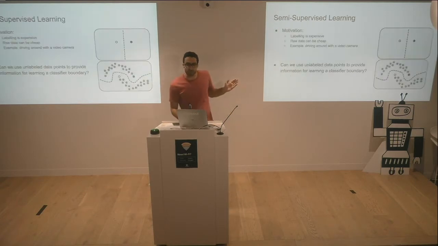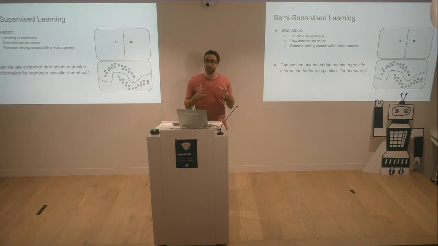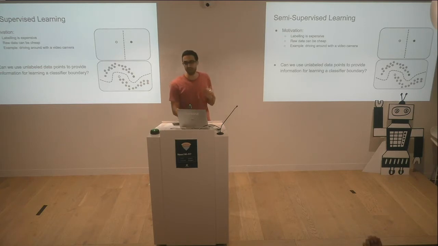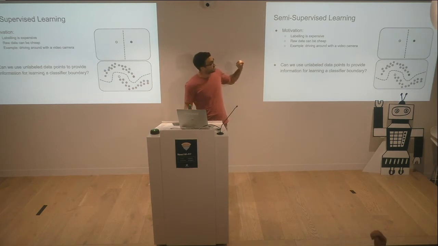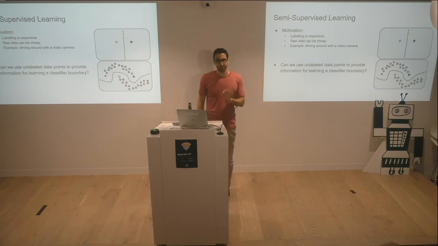So what is semi-supervised learning? The motivation is that there are situations where labeling is very expensive, but raw data can be very cheap, like, for example, if you're driving around with a video camera. The thing to understand is that it is distinct from few-shot learning in the sense that you don't have few examples of the thing, you have few labeled examples. There still needs to be a whole bunch of unlabeled examples of the thing that you're looking for.